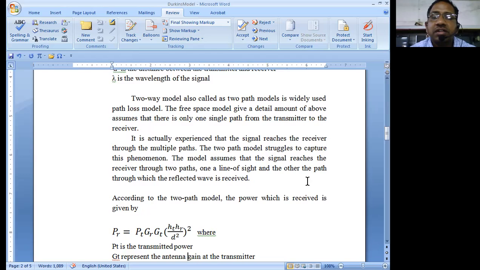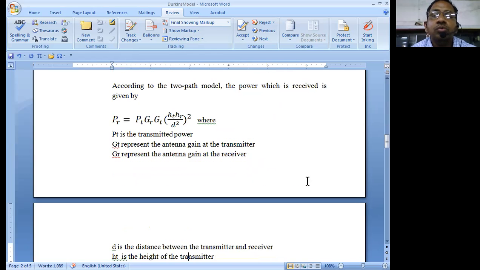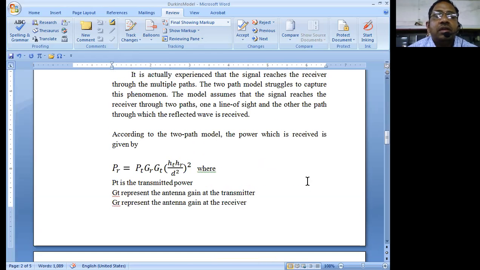The model assumes that the signal reaches the receiver through two paths, obviously. Now, what are the two paths that we consider? One is line of sight propagation, line of sight reception, and the other path is the one through which the reflected wave is received. That is the two-path model we have.